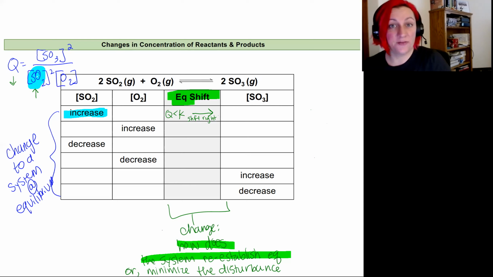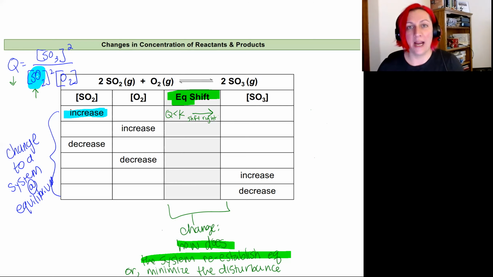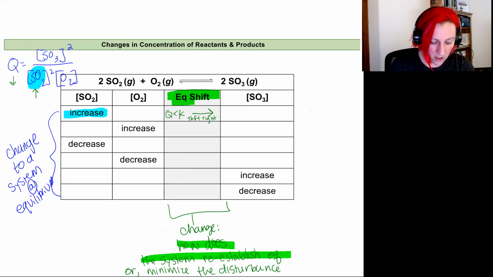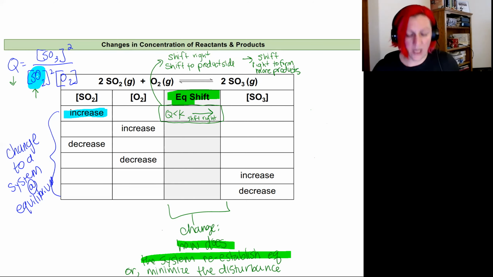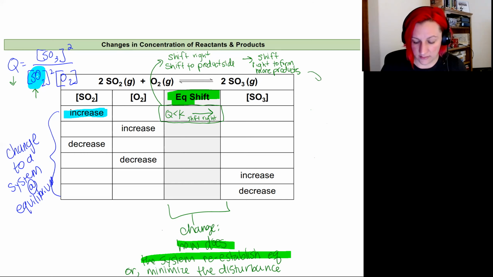So I can say either shift to products or shift right, or I can say shift to form more products. In fact, let's write out all of the ways you could phrase it. So we can say that the reaction shifts right, it shifts to the product side, or it shifts right to form more products. All of these are fine with me. And it'll do this until Q equals K.